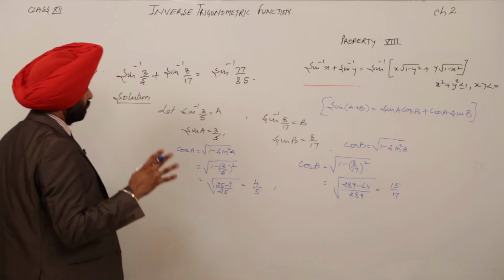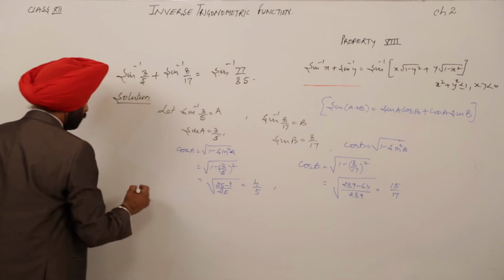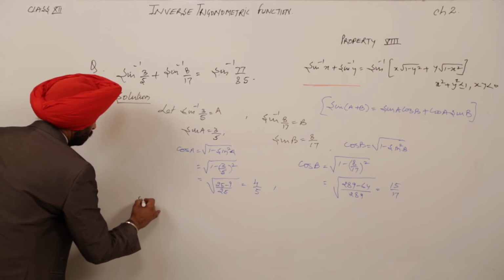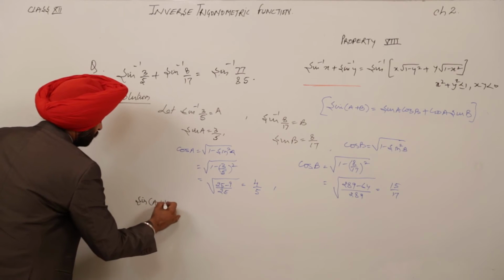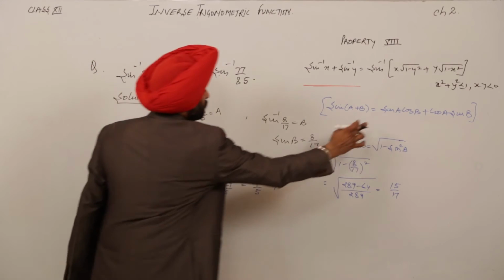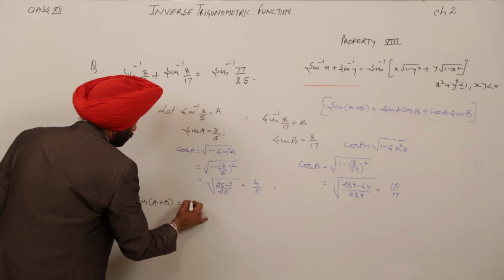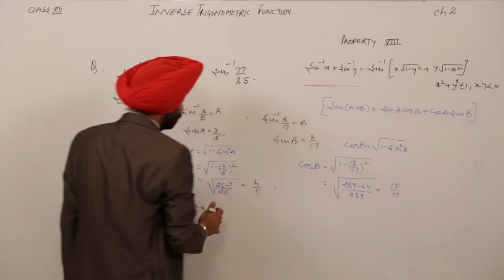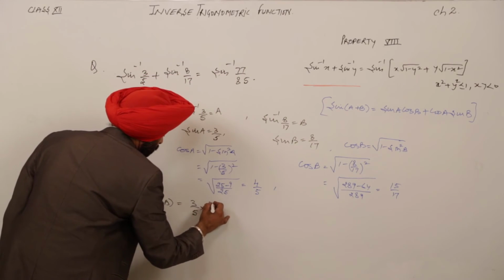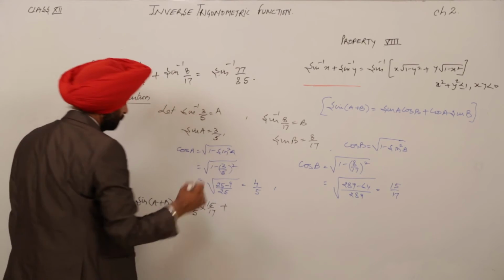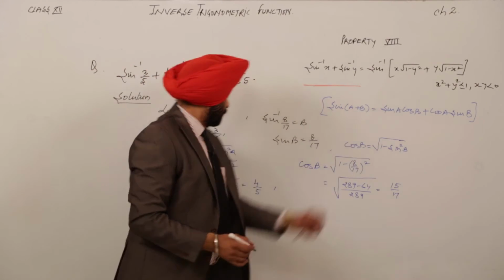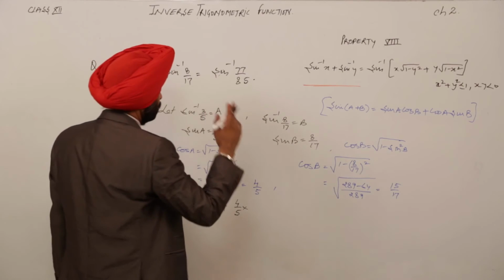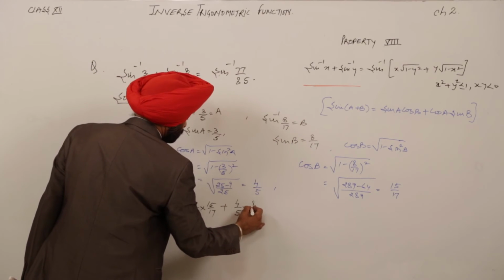Now we are going to use this formula. Now what did we get? We got sin a plus b is equal to sin a. Now sin a is what? 3 by 5 times cos b. Cos b is what? 15 by 17, plus, now cos a. Cos a is 4 by 5 times sin b, and sin b is 8 by 17.